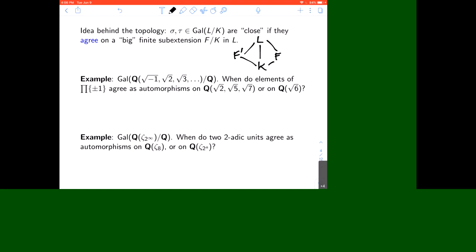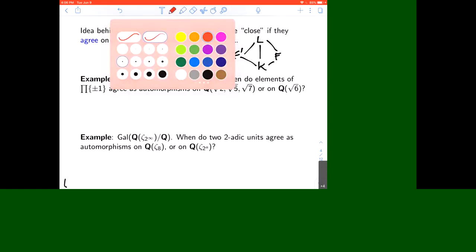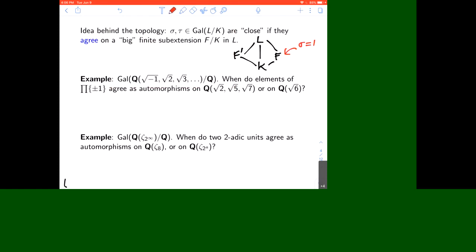So we have a lot of finite extensions. And the idea of being close is that two automorphisms, if they agree on F, so let's suppose we have, well, they don't have to send F back to itself. It doesn't have to be a Galois extension. But if I were to say, for instance, that sigma equals tau on F.